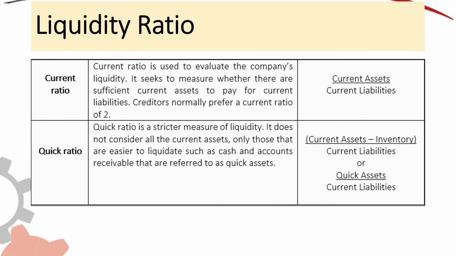For the quick ratio, this is a stricter measure of liquidity. It does not consider all the current assets, only those that are easier to liquidate, such as cash and accounts receivable, which are referred to as quick assets. For the formula of quick assets, it is equal to current assets less inventory. And for the quick ratio, we have quick assets divided by current liabilities.